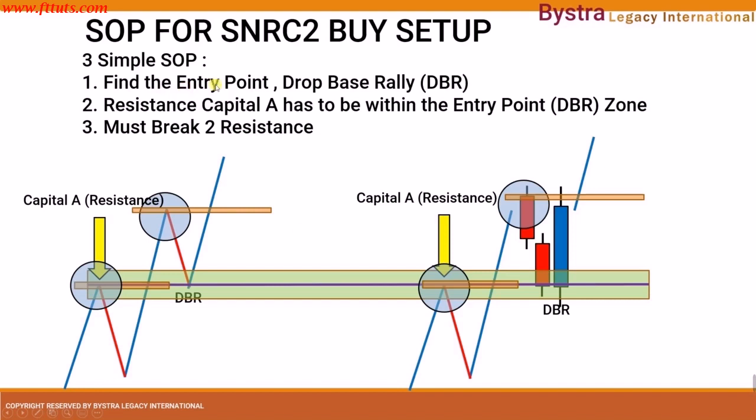First we find the entry point, which is the drop base rally. Then the next thing we need to find is that the capital A has to be within the entry point. As you can see, this is aligned with the entry point. And third, it must break the 2 resistances: this is the first one, then it broke the second resistance. So resistance 1, resistance 2, it broke. Then price will come back to this zone and continue upwards. Got it? Very good.